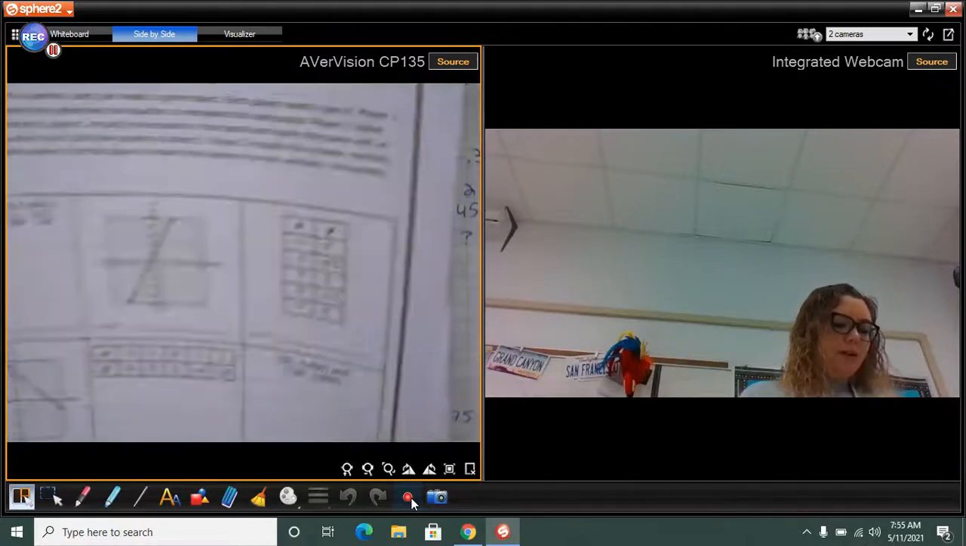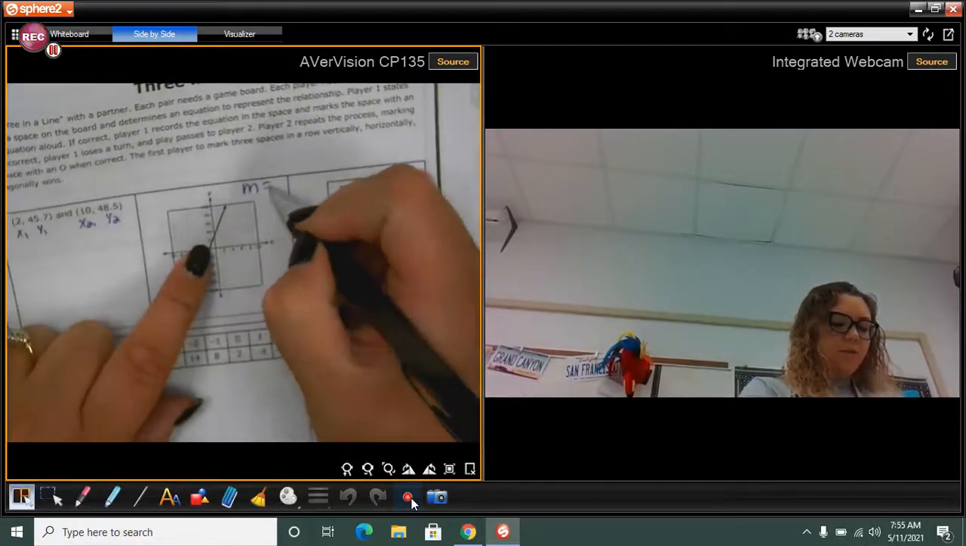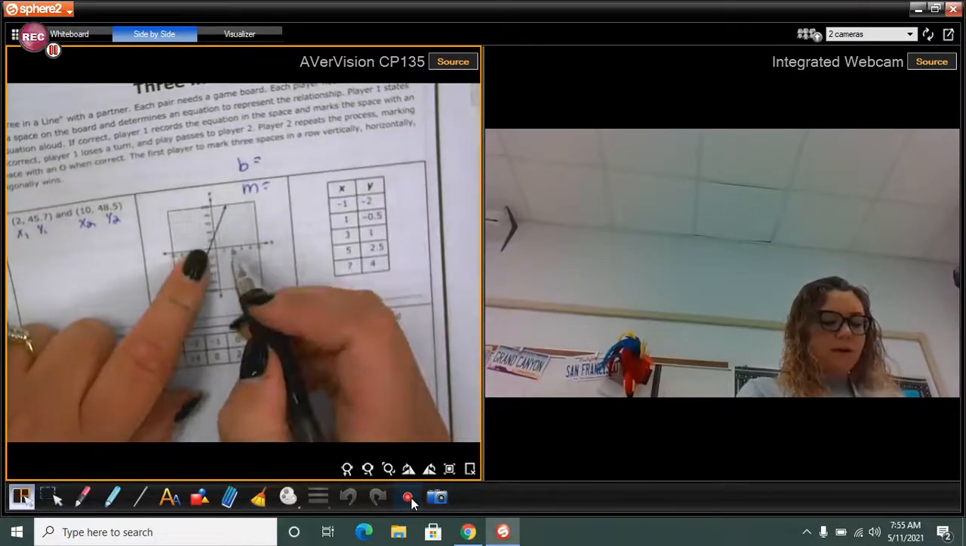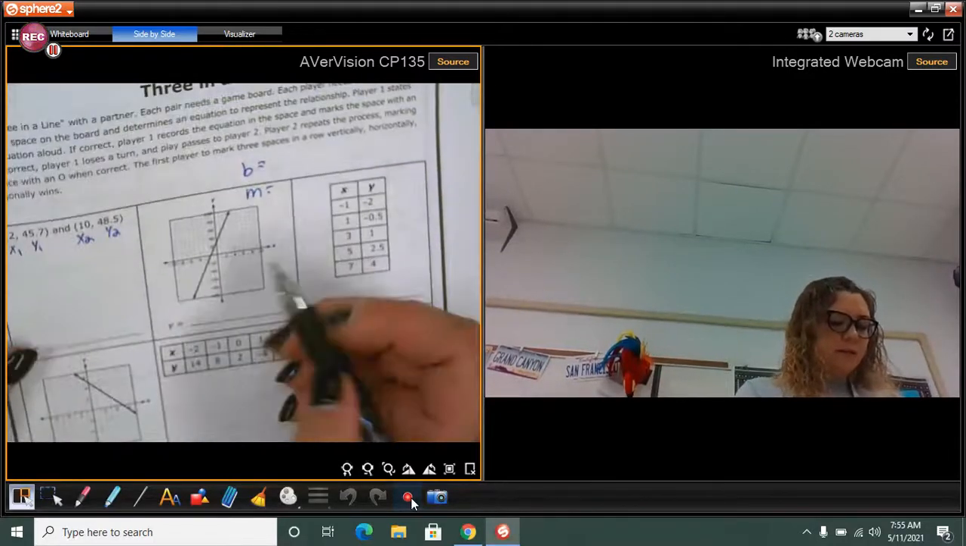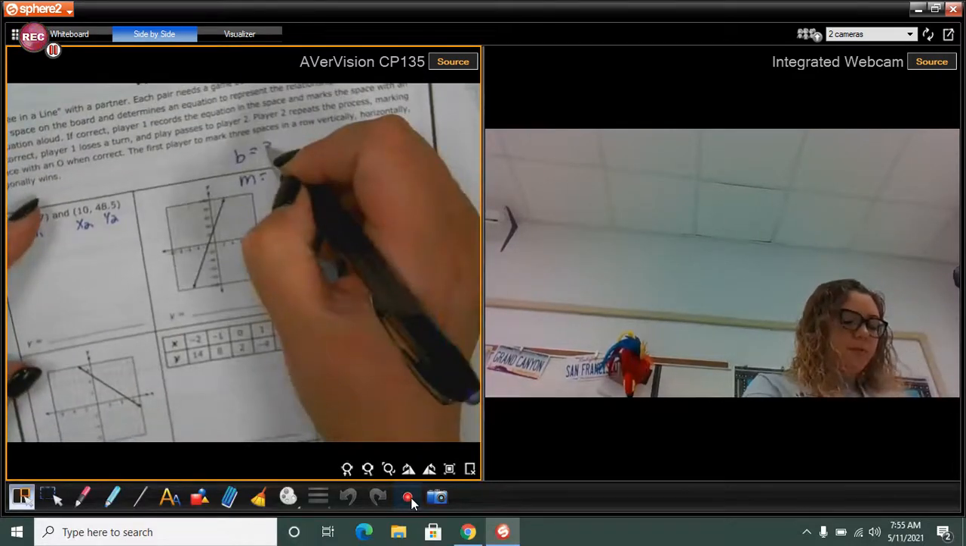For the second one, okay, remember you need two things, your m and your b. Your b is your y-intercept. Where does it cross the y-axis? If you look very closely, it's right here, and that is 30.